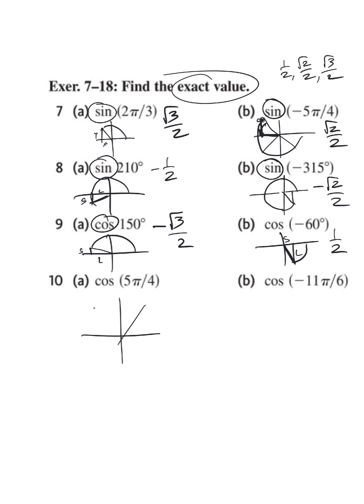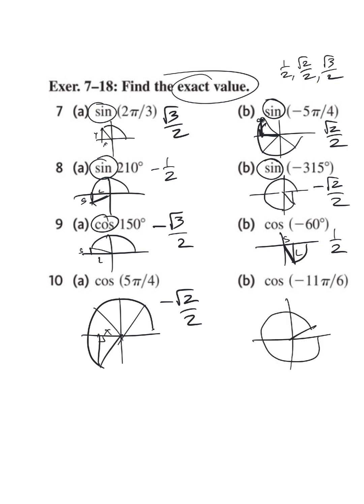5 pi over 4, 1, 3, 5. So what is cosine? Cosine is the x value. It's on the left there, so it's negative square root of 2 over 2. And now the cosine of negative 11 pi over 6. That's almost all the way around. It's a pi over 6 reference. Cosine is the long leg, so square root of 3 over 2.